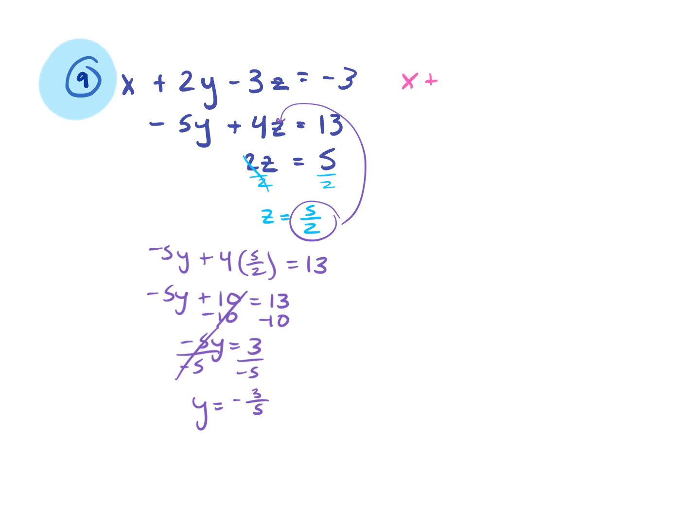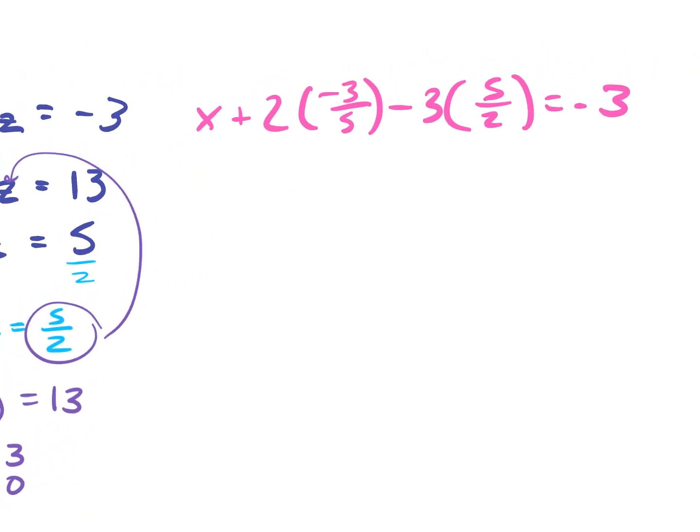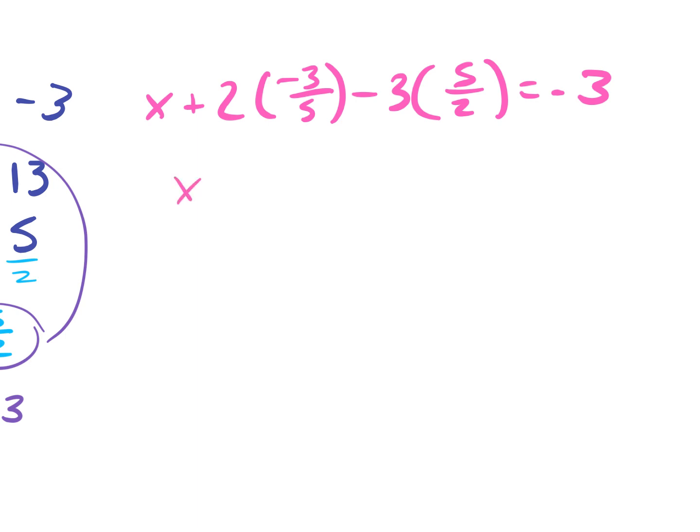So now we're going to take that and plug it into the first one. So x plus 2 times negative 3 over 5 minus 3 times 5 over 2 is equal to negative 3. So x plus, or this would be minus 6 over 5 minus 15 over 2 is equal to negative 3. Now you can add your two fractions together if you want. How else could we get rid of the fractions while we're solving here? Multiply by 10. Awesome. I can multiply everything here by 10 because that'll get rid of both of my fractions.